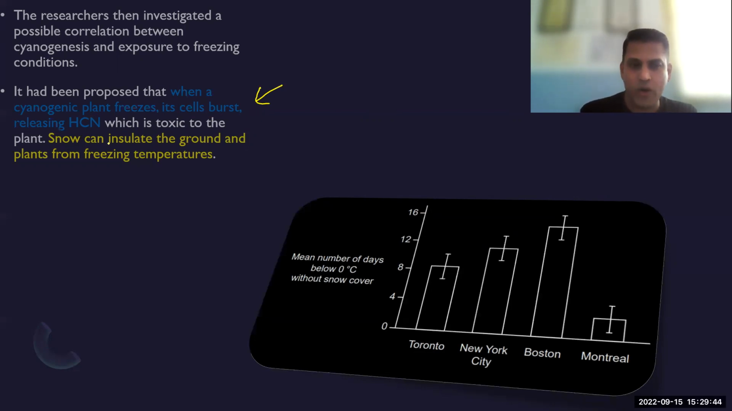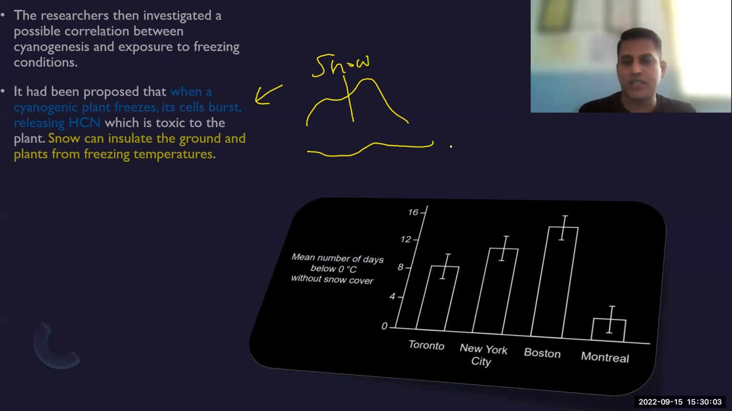So snow can insulate the ground and plants from freezing temperatures. If there is snow, the snow acts as an insulating layer. Like if there's no snow, the temperature is lower here. It's very low because there's no insulation. So having snow is better. So here you see the mean number of days below zero without snow cover. So here the number of days is higher.